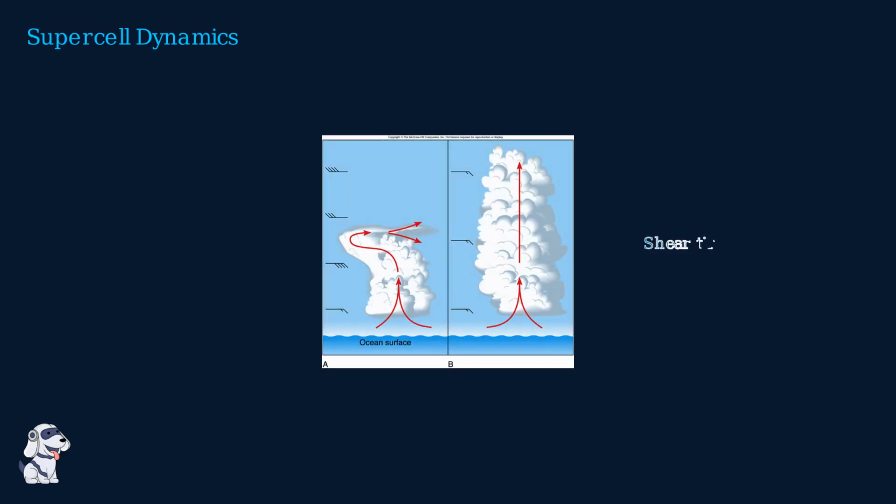Wind shear determines whether the updraft stays vertical or tilts. A tilting updraft, caused by shear, prevents the rain downdraft from choking the storm, allowing it to persist for hours.